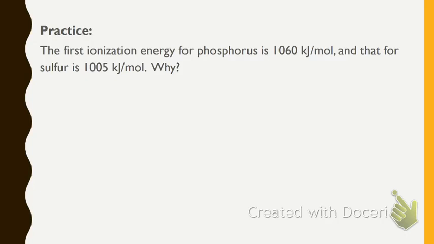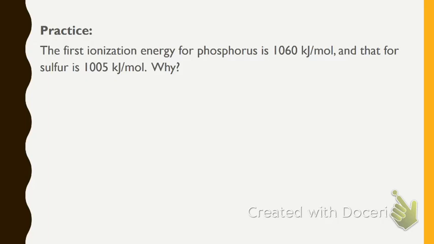The first ionization energy of phosphorus is 1060, and that for sulfur is 1005. Why? Because the trend says. Tyler Moss, I'm giving you a negative shout out on the video. That's 2 negatives for you. The 2 negatives in here don't make a positive.